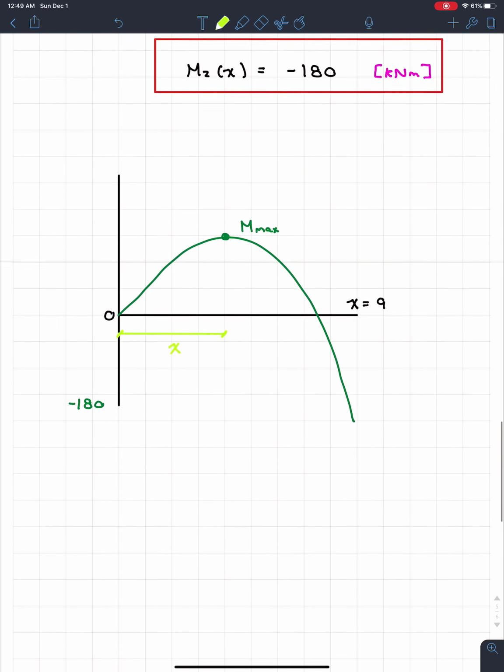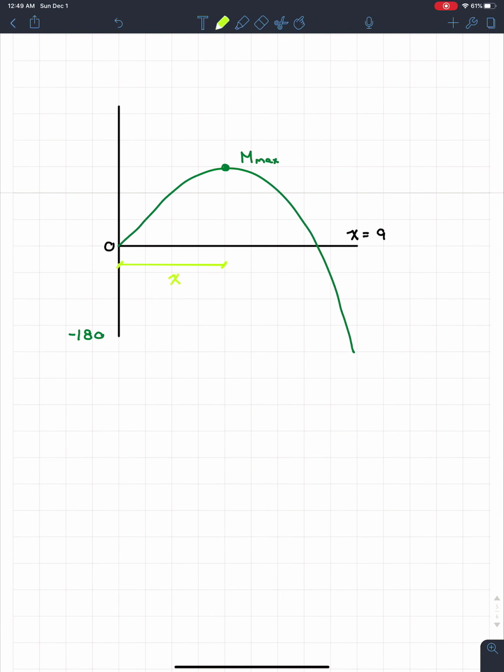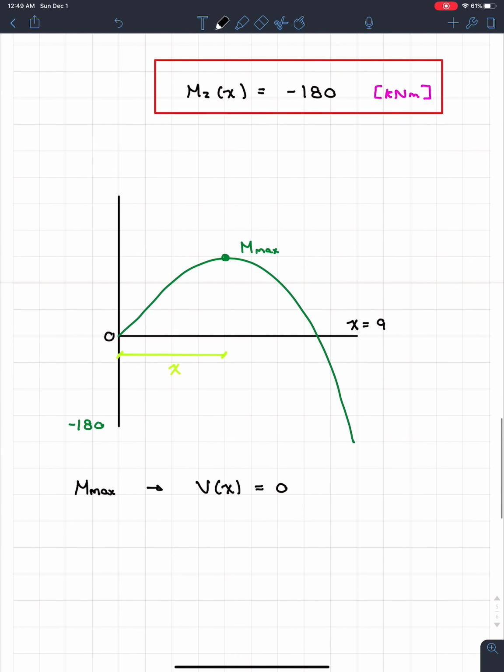But how do I find that distance x? So how you find that for M max is you put v of x equal to 0. As you guys will see later on when we start talking about relationships, the moment is actually the integral of shear. So how do you find a maximum? Well, you take a derivative. So the derivative of moment is shear.